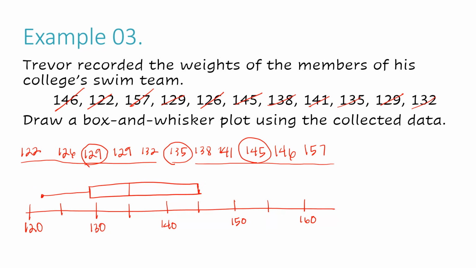Next, I'm going to do my whisker on this side. I need to take this out to 157. So this is 155. 157 should be around here. Okay. There are 2 things that I want to note really quick while I'm on this.